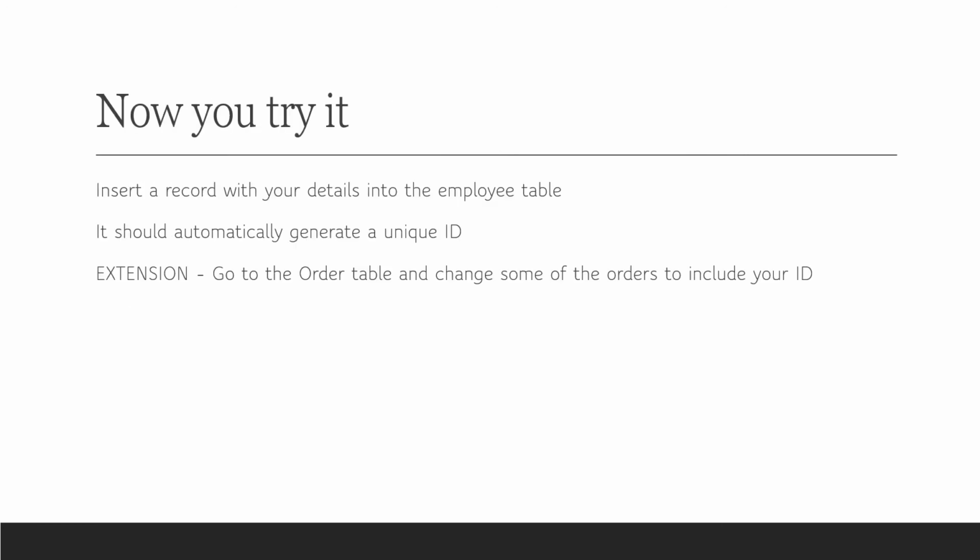And here are some edits that you can have a go at. Insert a record with your details into the employee table. It should automatically create a unique ID for that record, and then you can go to the order table and change some of the orders so that the employee ID is your ID. So have a go at that. There's one final video, and then you'll be done with the SQL work.